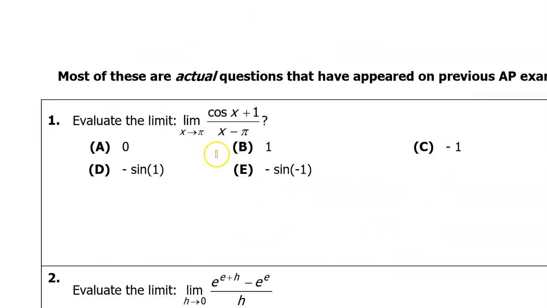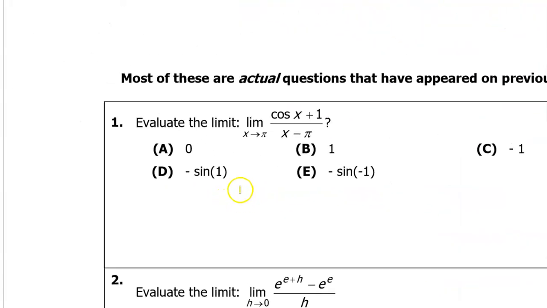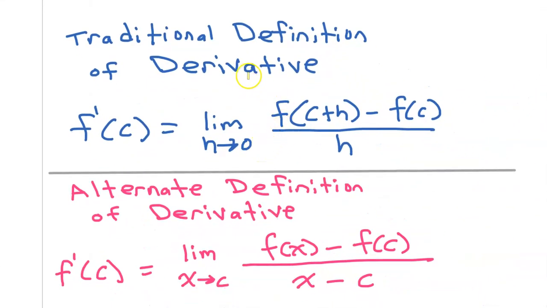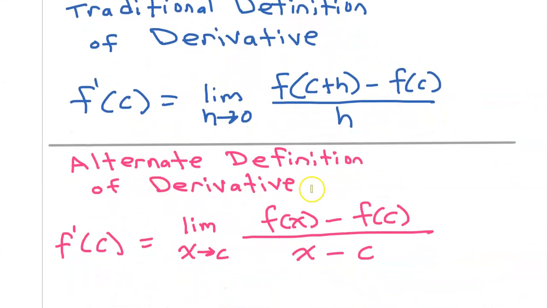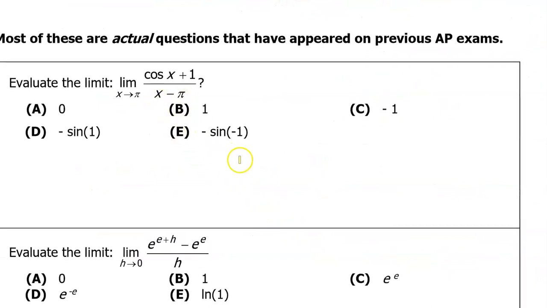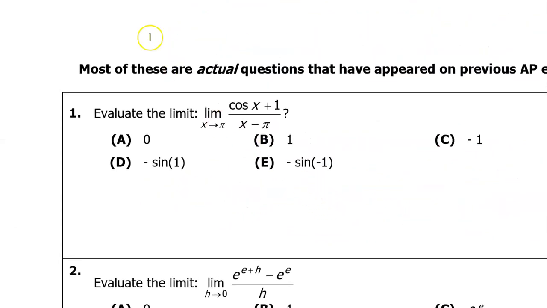So if they give me a limit that fits one of these two patterns, instead of trying to directly evaluate it as a limit, I'm going to rewrite it as a derivative and then use my derivative rules. So in this case, does this problem remind you of the traditional definition or the alternate definition? So in the denominator, I see this x minus pi, which looks like x minus c. So I'm going to compare to the alternate definition of derivative.